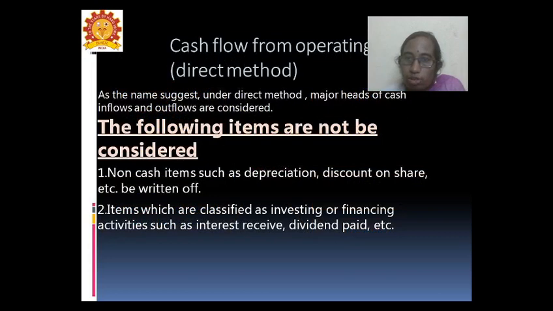So there are methods on how to calculate the cash flow statement. So here in this cash flow from the operating, they are not going to be considering all these items. Non-cash items are not going to be considered, such as the depreciation, discount on shares, and items that have to be classified as investing or financing are not to be shown in this method.